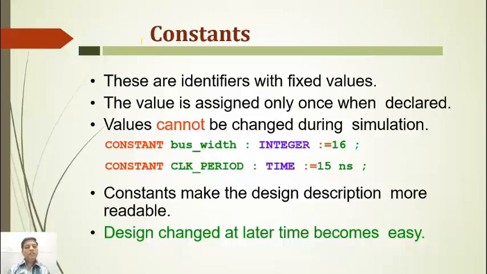Constant. These are identifiers with fixed values. The value is assigned only once when it is declared. Value cannot be changed during the simulation.